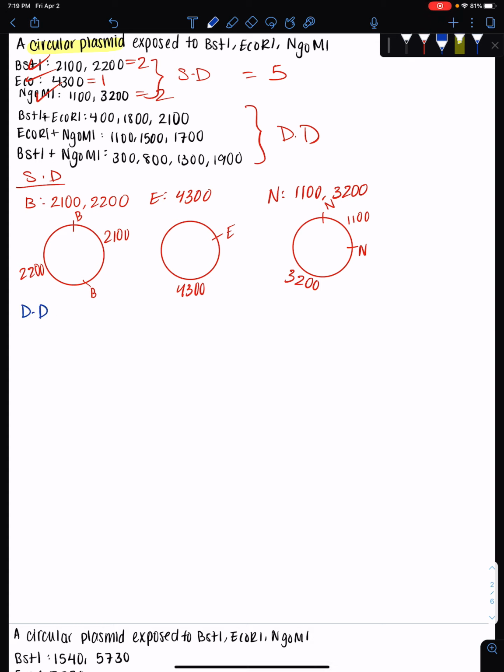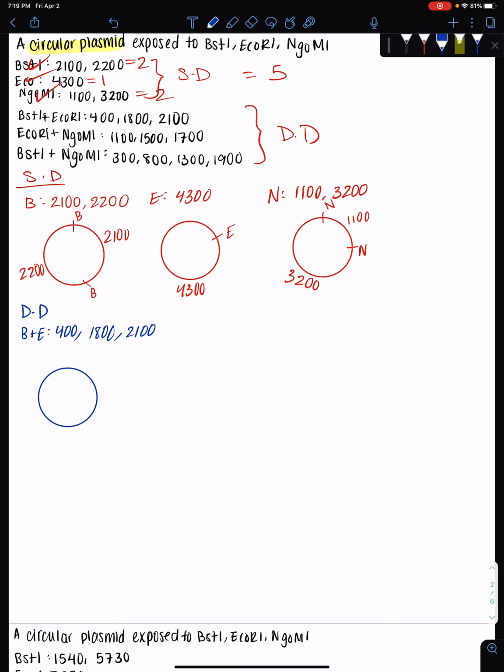So our first double digest is B plus E, which has 3 fragments, so 3 cuts. And that makes sense because B makes 2 cuts and E makes 1 cut. So 1 plus 2 equals 3. So we got a 400 cut and a fragment that's worth 1,800 and a fragment worth 2,100. Let's draw a circle.